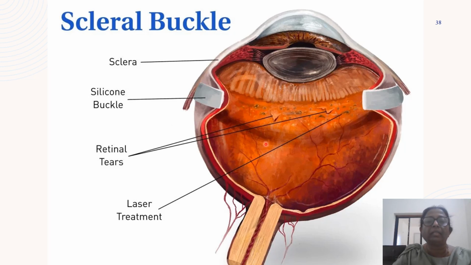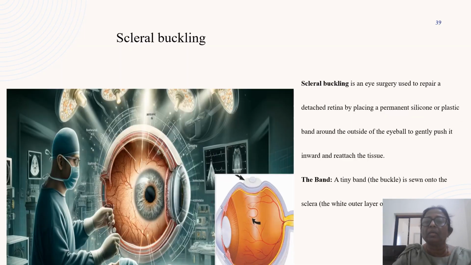Scleral buckle surgery: you can see the silicone buckle is kept. Scleral buckling is an eye surgery used to repair a detached retina by placing a permanent silicone or plastic band around the outside of the eyeball. We gently push it inward and reattach the tissue. A tiny band or buckle is sewn onto the sclera.